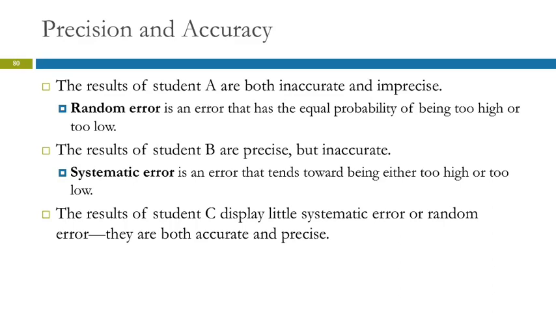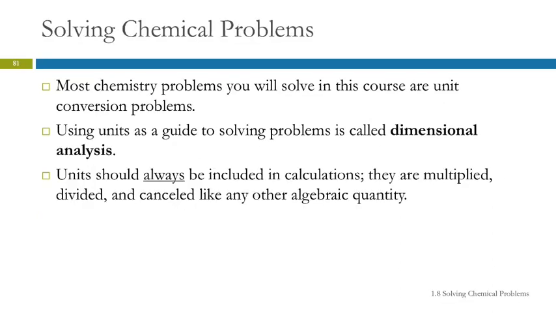And student C has very little systematic error, very little random error, and so that's what we would always like to have. But you'll see in lab that we often measure things or do something 3 or 4 times. That's so that we can average it and calculate a standard deviation and get an idea of how precise our numbers are. Sometimes we don't know what the true value is. But if we have a precise value, that suggests that it might be accurate. Not always, but it's a good sign.